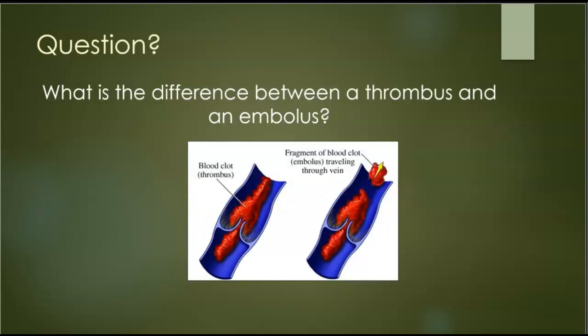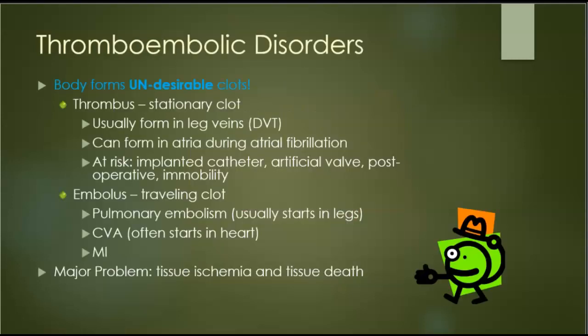Okay. So then we talked about what is the difference between a thrombus and an embolus, because you hear both terms, and we don't have two different terms if they mean the same thing. So a thrombus is a clot that usually forms in leg veins, although you can have a thrombus anywhere. It can also form in the atria during atrial fibrillation. It could also form in an implanted catheter, an artificial valve.